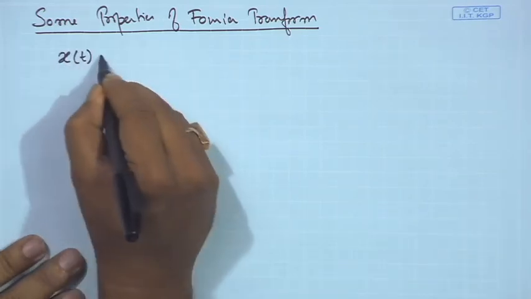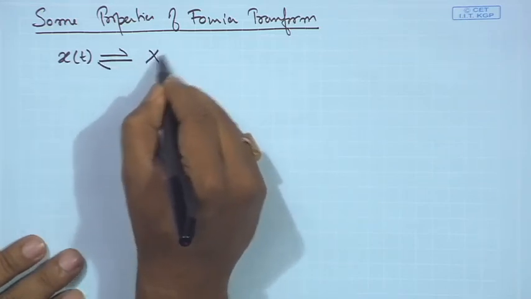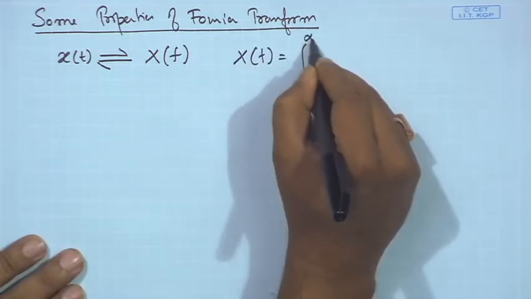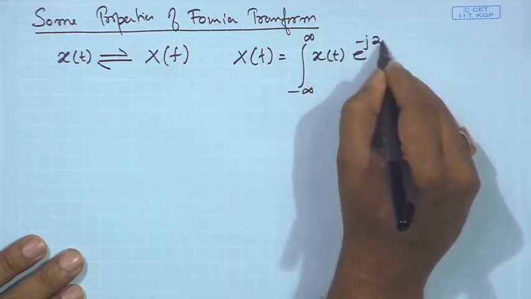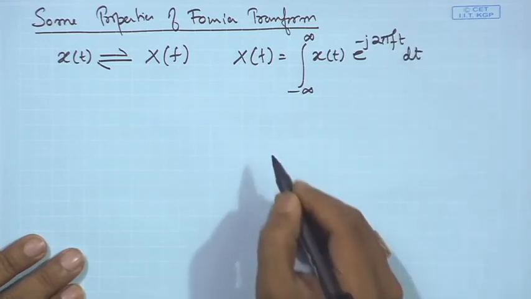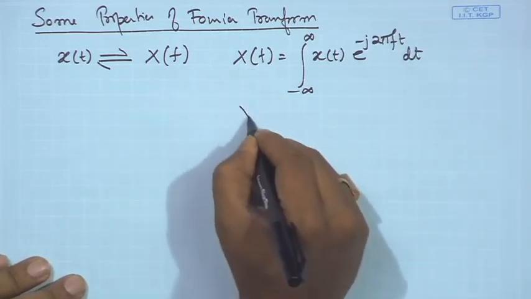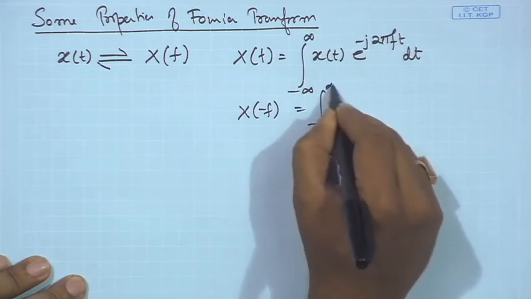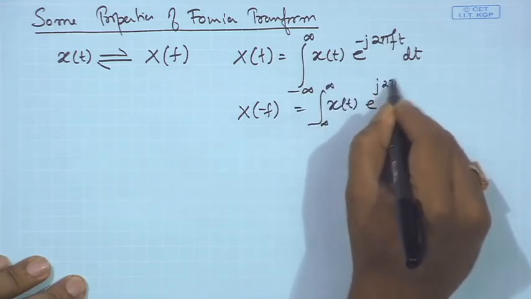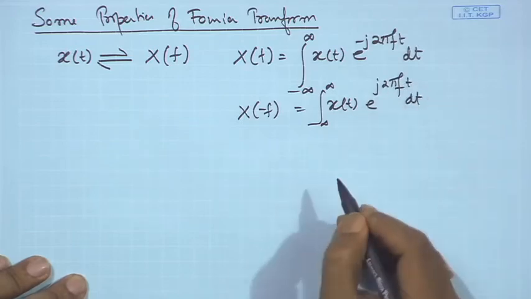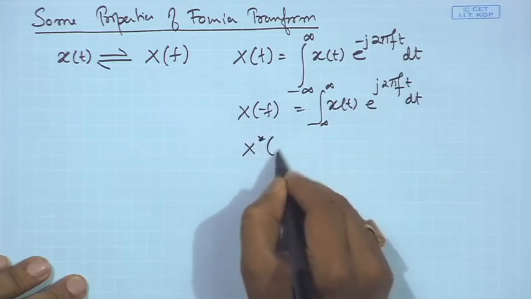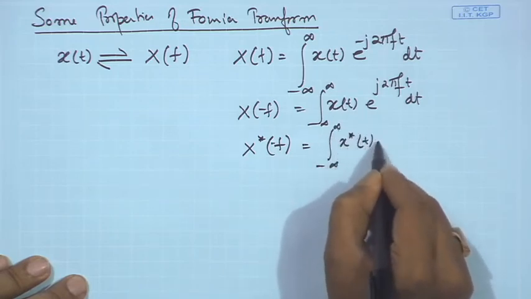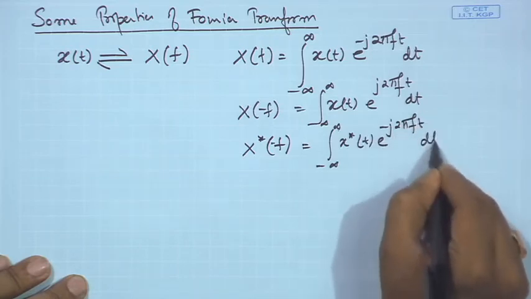So, if we are given that x of t has a Fourier transform represented by X of f, where X of f is the integral from minus infinity to infinity of x of t e to the power of minus j 2 pi f t dt, from this we can establish that X of minus f, I will simply replace f by minus f, is the integral of x of t e to the power of j 2 pi f t dt, and then we can take a conjugate of X of minus f, and you are going to get the integral from minus infinity to infinity of x conjugate of t e to the power of minus j 2 pi f t dt.